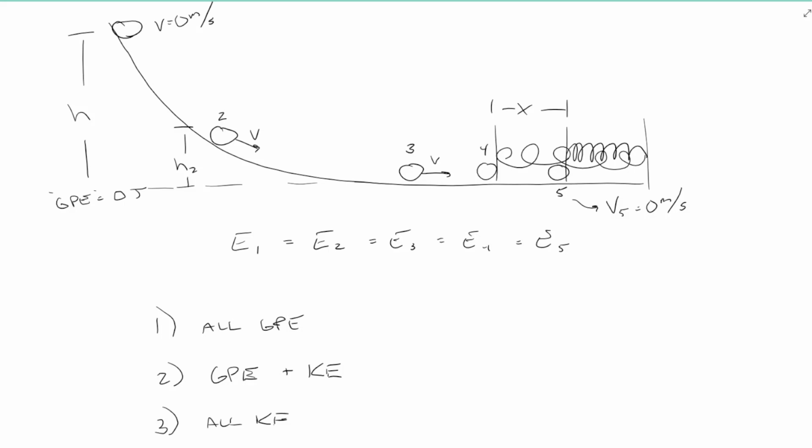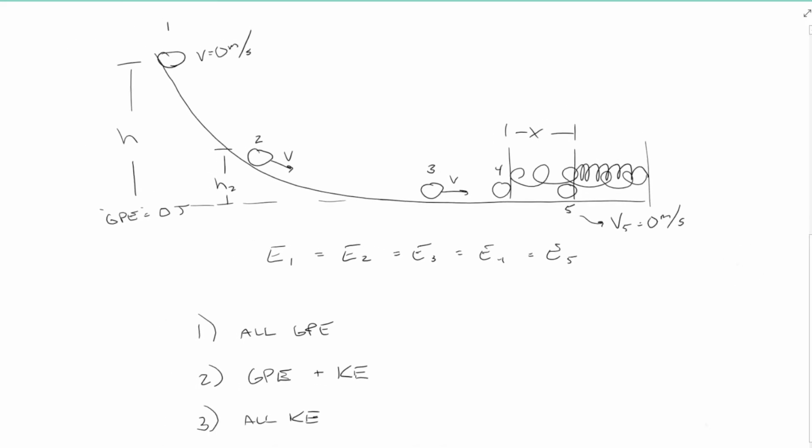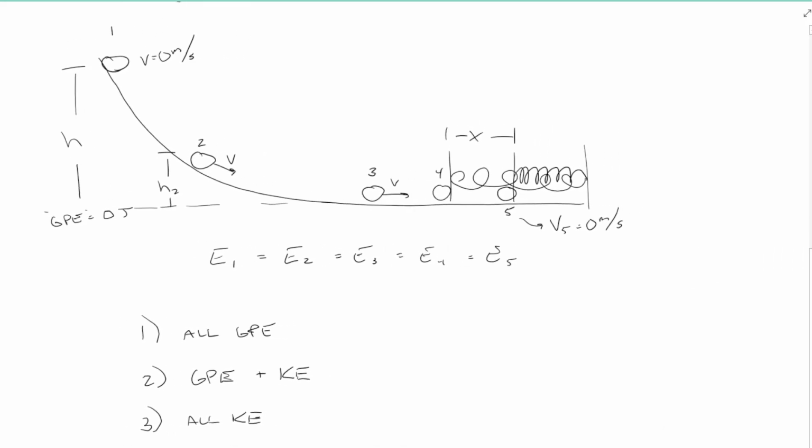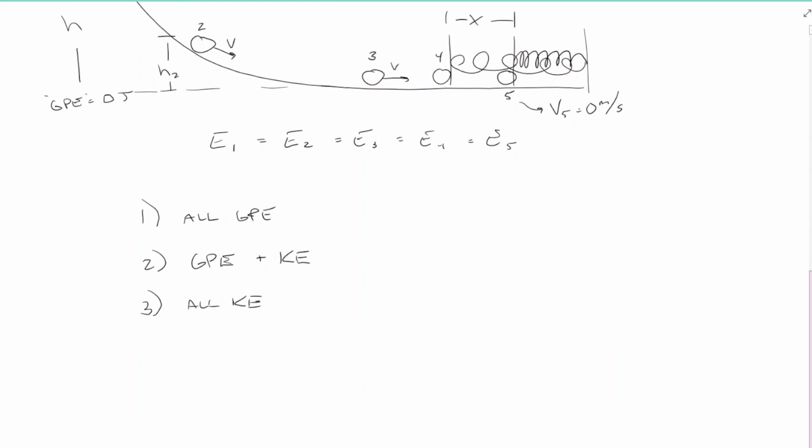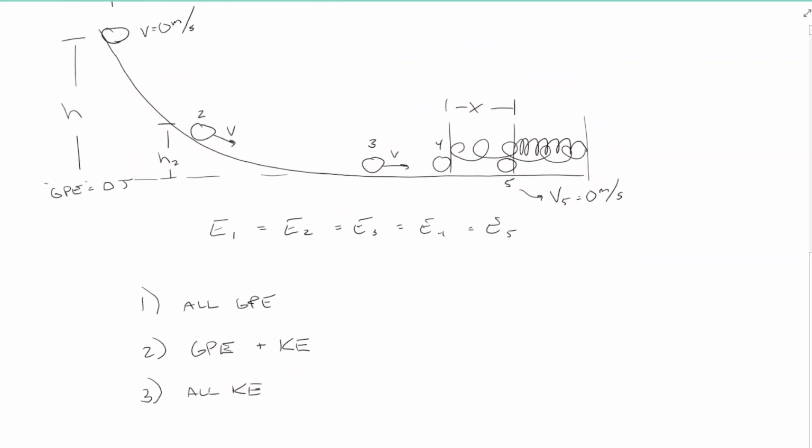So in a problem like this, you might have them say, well, how fast is the ball going when it gets to the bottom of the ramp? And they might tell you the mass of the object and how high it is. It allows you to calculate the energy at position 1, the GPE. And then you would just set that equal to the kinetic energy at position 3.